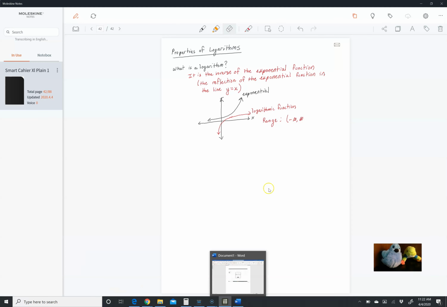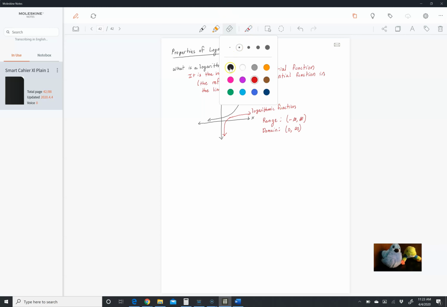And I still did this wrong over here. Sorry about that. Okay. So the range is negative infinity to infinity, and the domain would be the range of the exponential. So the range of the exponential is 0 to infinity, so that's going to be the domain of the logarithmic. So I'll put this down here again, but you can see that they just switch because the x and the y are switching. They're inverse functions. The domain of one is the range of the other.